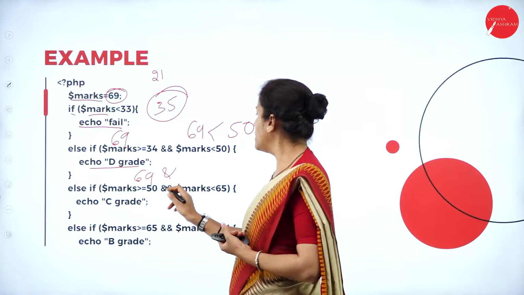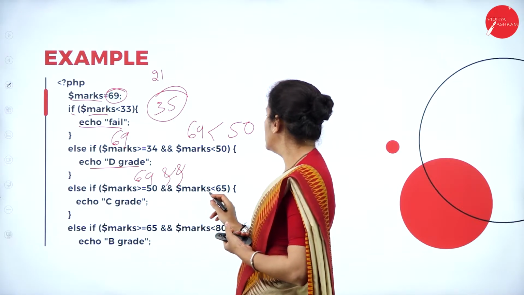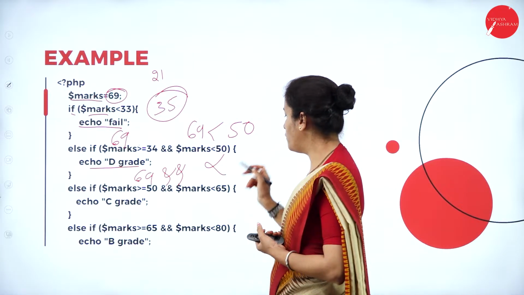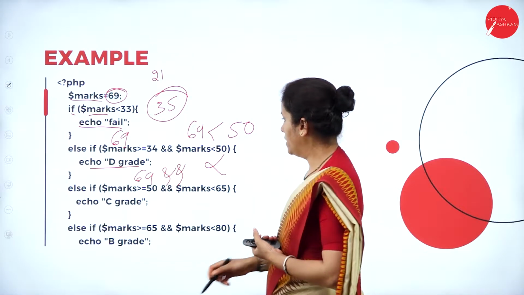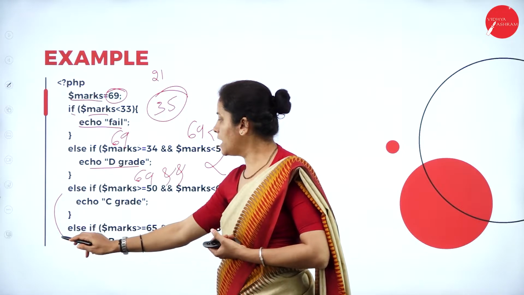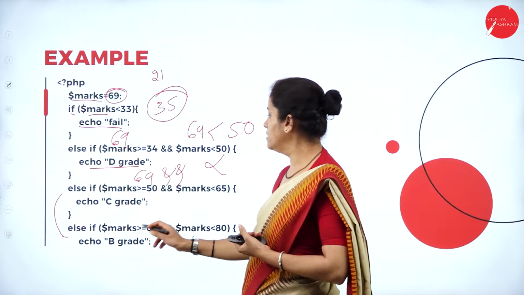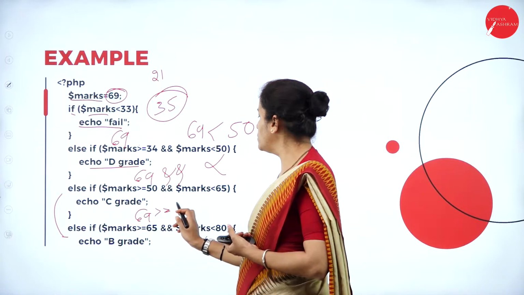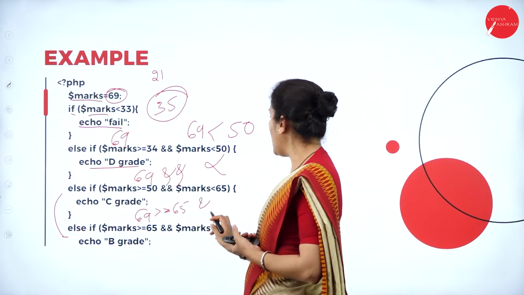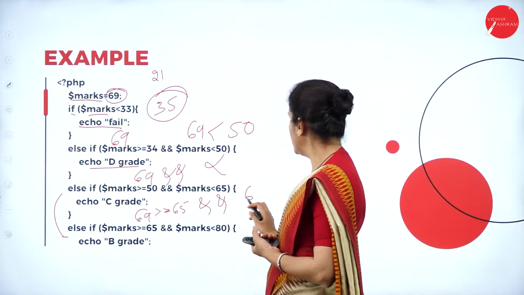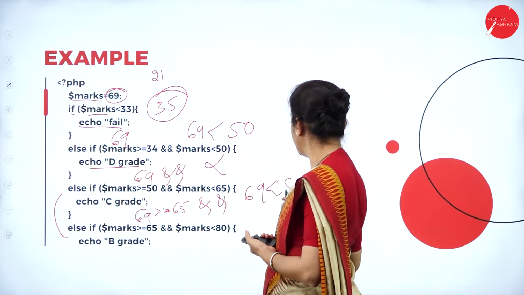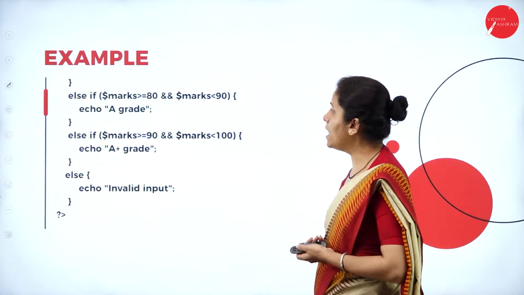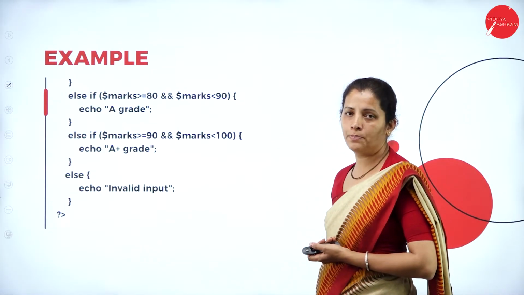69, and marks is less than 65. It's also false. Okay, fine. Next, the condition transferred to if else statement. So what's the marks? 69 greater than or equal to 65 and 69 less than 80. The condition is true. So what is my output? I'm getting the output as B grade.